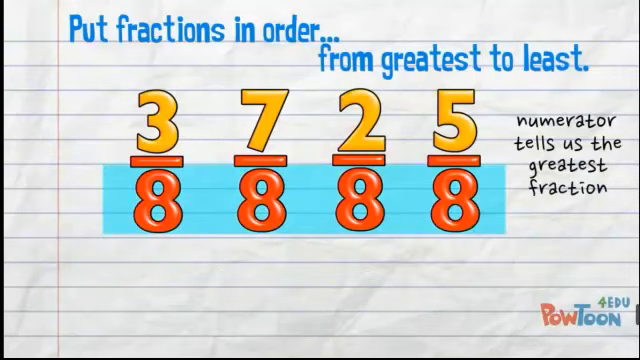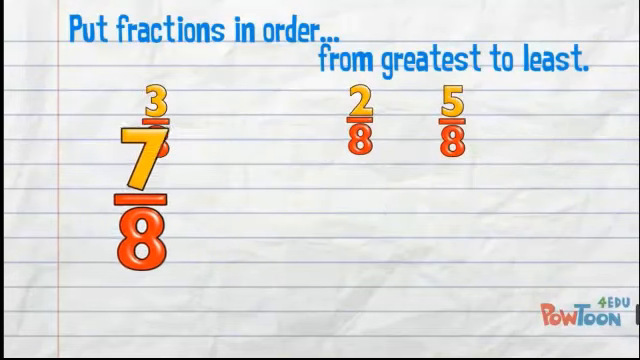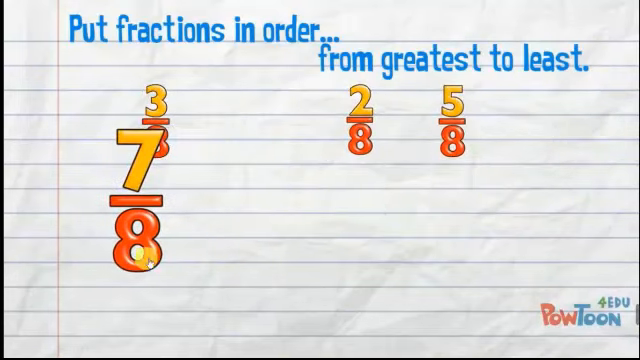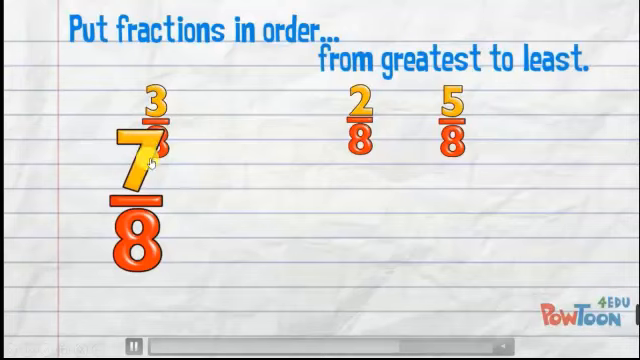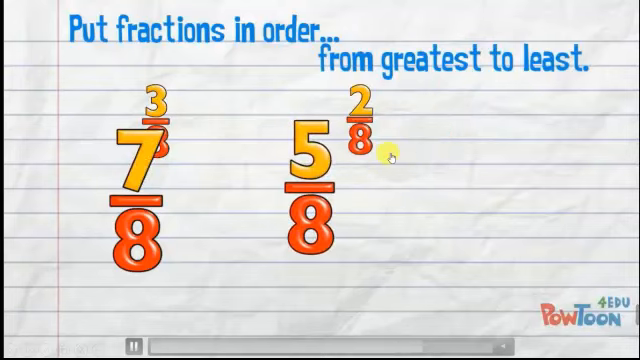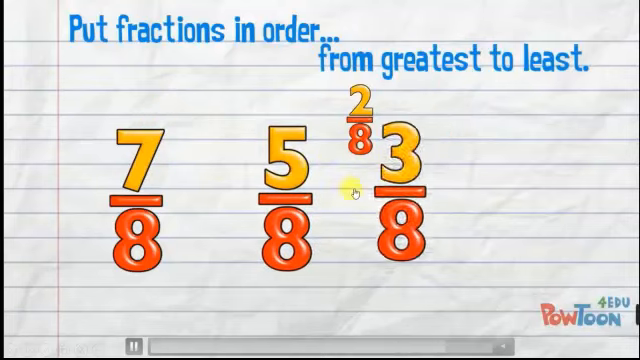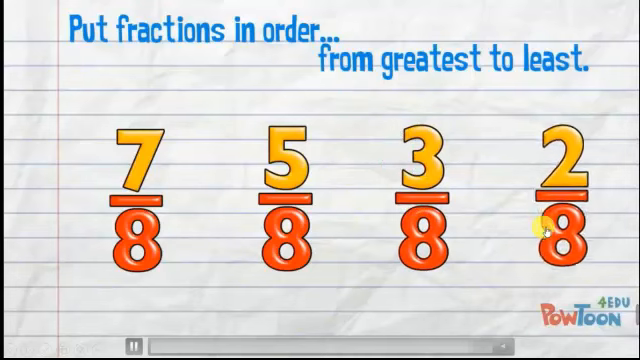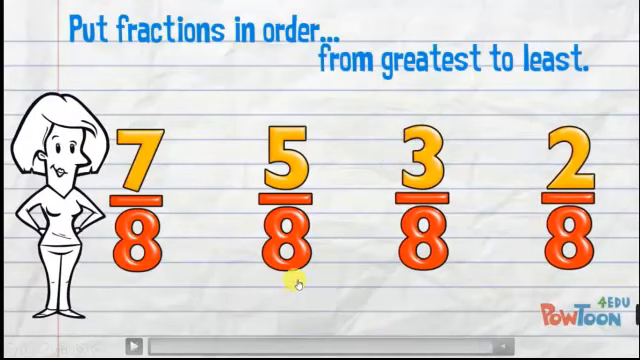Here first I'm going to see that we have the same denominator. So we are going to look to the numerator. 7 is the greatest one, then 5, then 3, and then 2. Now we have arranged the fractions from the greatest to the smallest. Same denominator, cancel them all and look to the numerator. 7, 5, 3, 2.